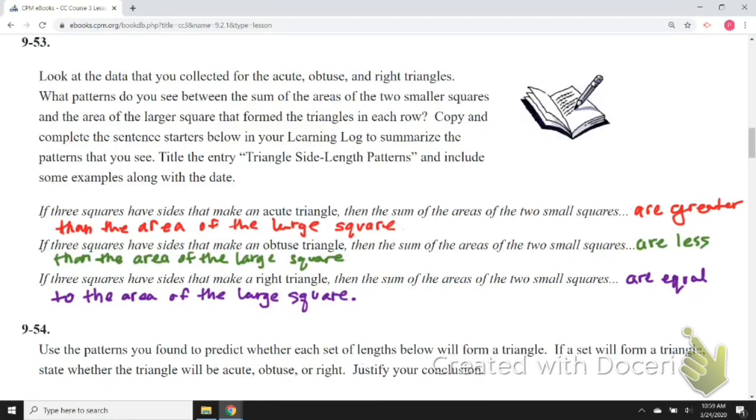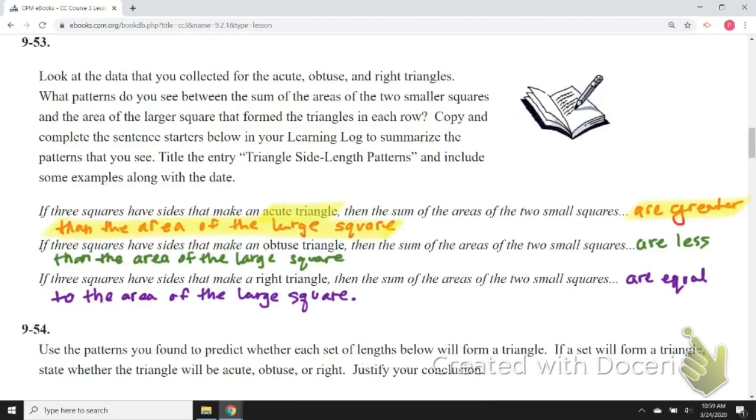Okay, let's go over the results here. The first sentence says, if 3 squares have sides that make an acute triangle, again, emphasis on now we're talking about an acute triangle, then the sum of the areas of the 2 small squares, so if I add up the 2 small squares, are greater than the area of the large square. Okay, and we talked about that in the video.